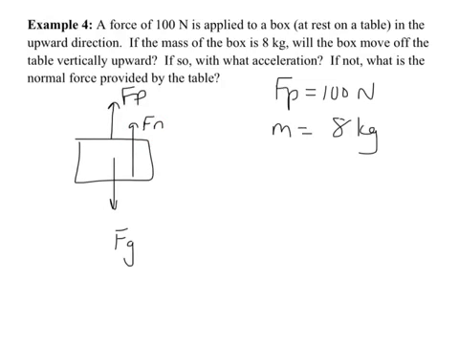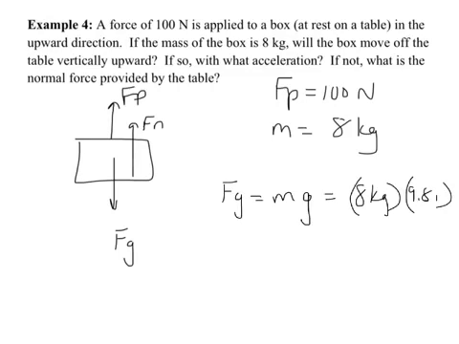Let's figure out, we know what Fp is, it's given as 100 newtons, so let's find Fg, and Fg is defined as the mass times gravity. Well, in this problem, the mass happens to be 8 kilograms, so we plug in 8 kilograms here. We multiply that by a gravitational constant of 9.81. So the weight of the object turns out to be 78.48 newtons. Sorry, these units were meters per second squared, as always for our gravitational acceleration.